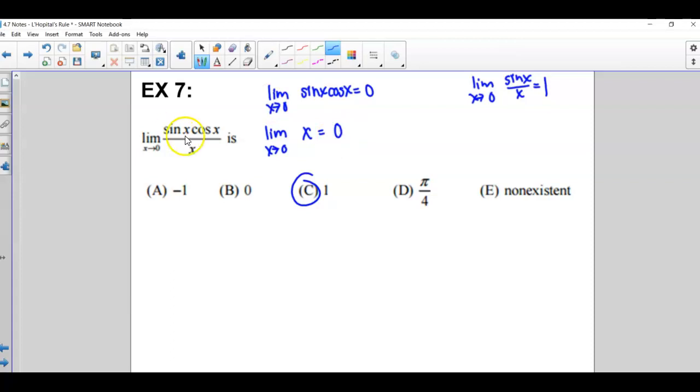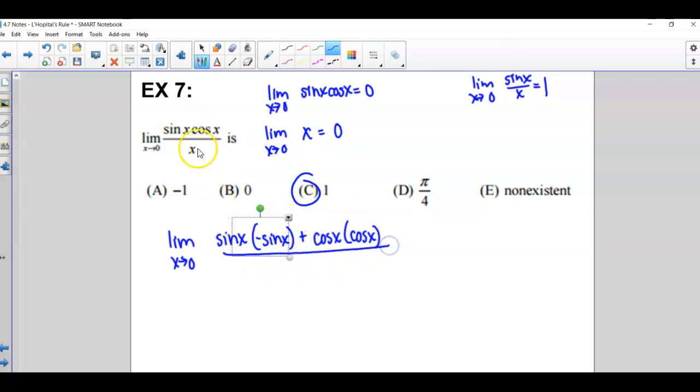So if we use L'Hopital's rule here, we could say that we're doing the limit as x approaches 0 of, we've got to do a product rule for our sine x, cosine x. So we'd have sine x times the derivative of cosine x, which is negative sine x, plus cosine x times the derivative of sine x, which is cosine x, all over the derivative of x, which is just 1.